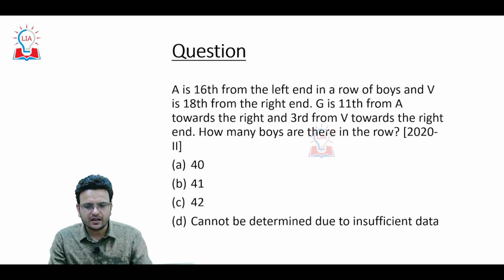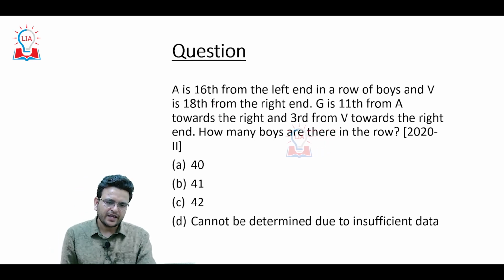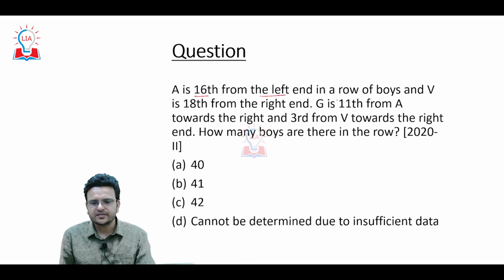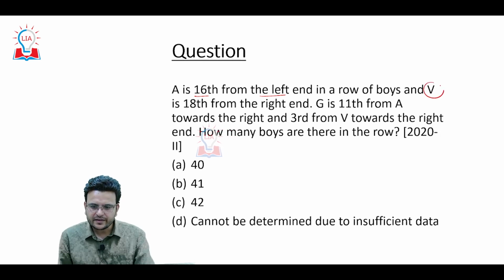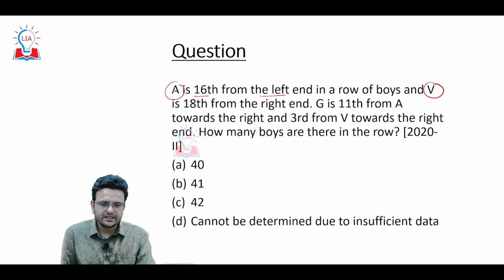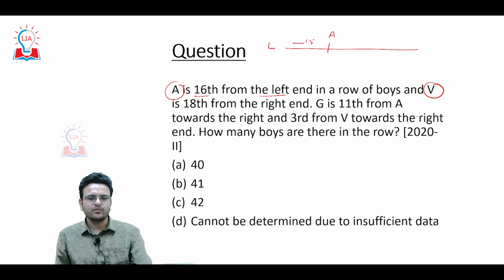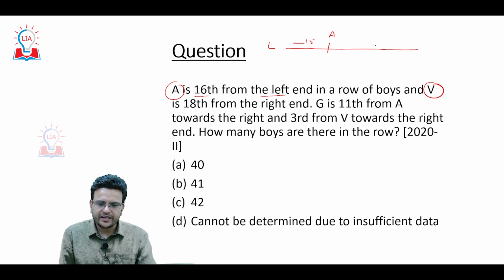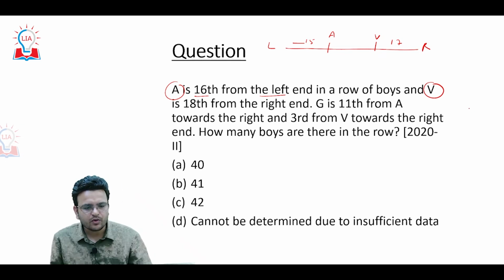Okay, see one more question. A is 16th from the left in a row of boys, and B is 18th from the right end. This is the left end. From the left end, A is at 16th, meaning 15 students are to the left of A, and B is 18th, meaning 17 students are to the right of B.